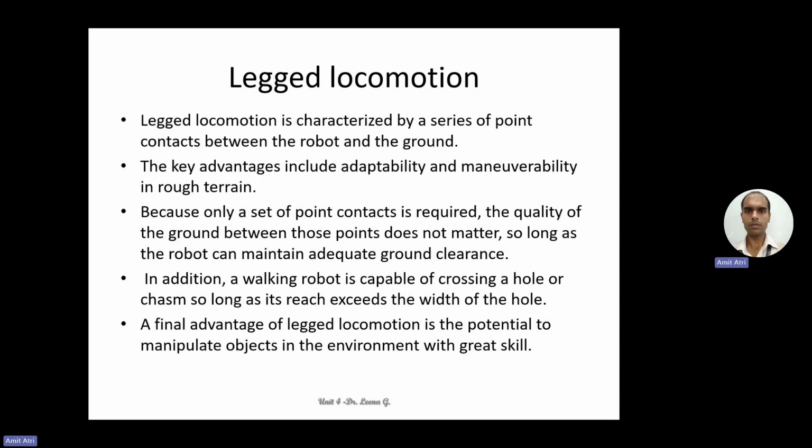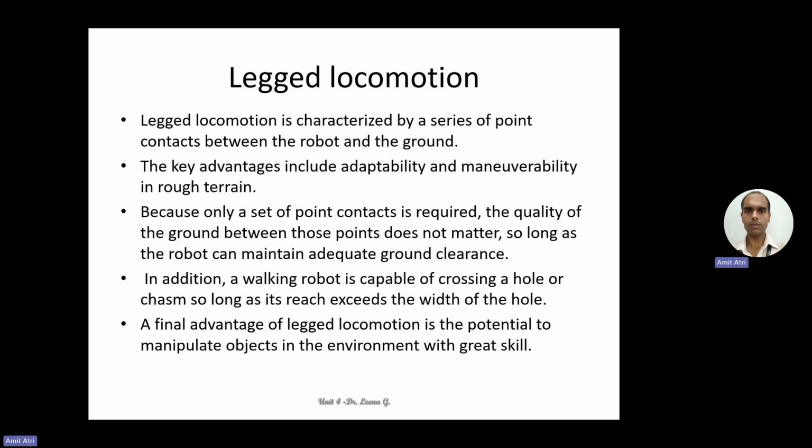The advantages of leg locomotion include adaptability and maneuverability in rough terrain. They are more suitable for rough terrain and uneven surfaces, because only a set of point contacts is required. The quality of the ground between those points does not matter. Point contact is there, so the quality of the ground is not a main concern, so long as the robot can maintain adequate ground clearance. The ground clearance should be sufficient. If it is less, then leg locomotion will not be suitable for that type of surface or terrain.